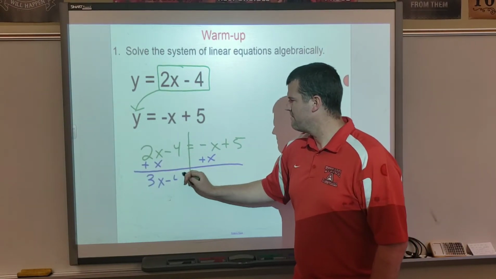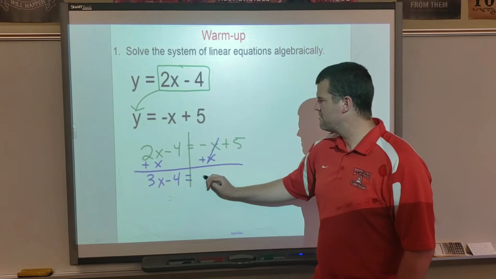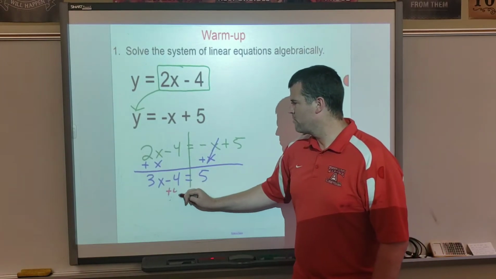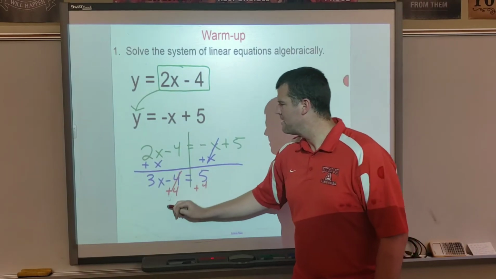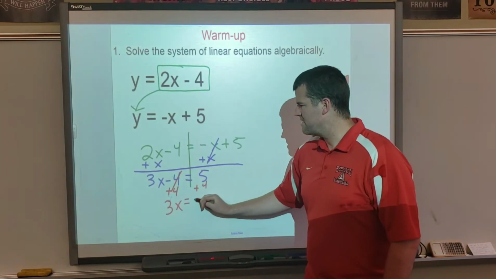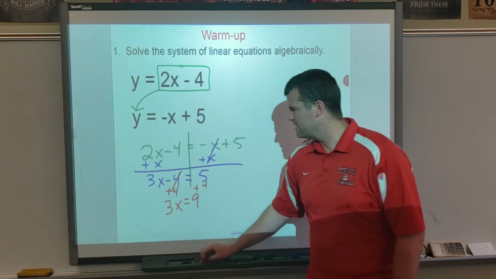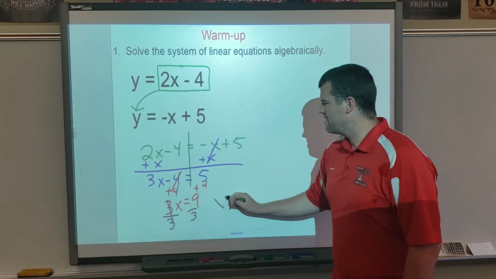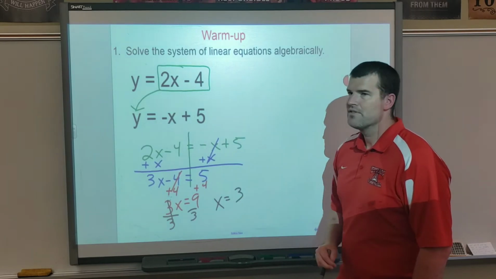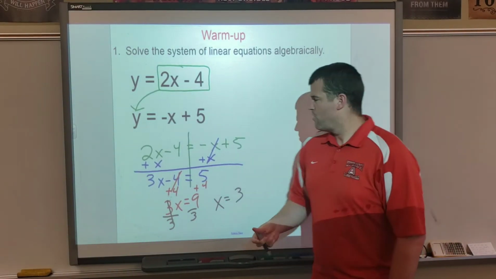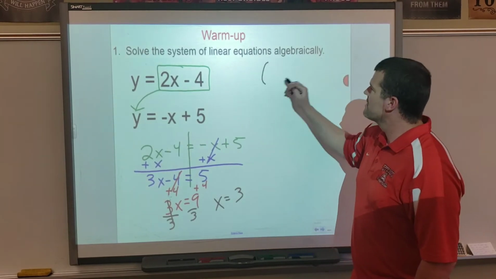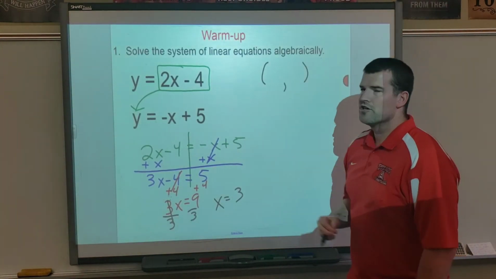3x minus 4 equals 5. Solving for x, add 4 to both sides. 3x equals 9. And then finally, we can divide both sides by 3. And x equals 3. Now what you might remember from IM1 is x equals 3 is not our full solution. When we solve these, we're actually trying to get an ordered pair.